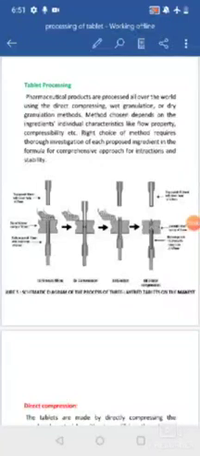Okay, so we are going to continue with the processing of tablets, or the manufacture of the tablet. So how are we going to prepare the tablet? In the last class we studied the various additives used apart from the drug, and in this class we are going to study how the tablets are manufactured or prepared.